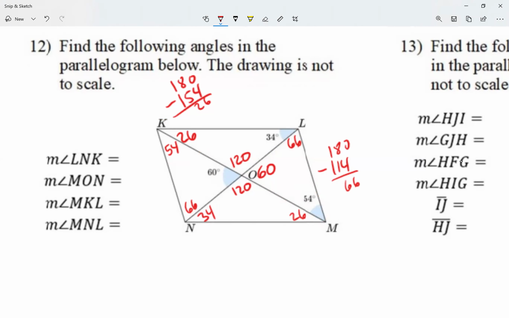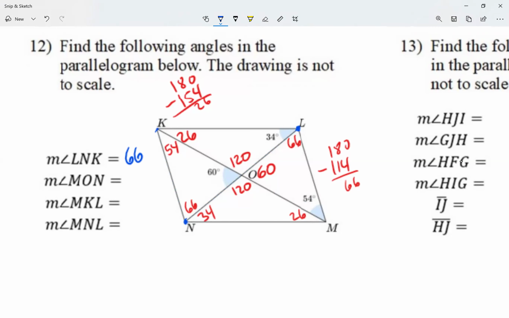Okay, so I have all the angles that I need. My first question here is the measurement of angle LNK. If I connect those three points in that order, L, N, K, I get this corner. Well, that is 66 degrees. I don't have to write the degree symbol, I'm just going to write 66.